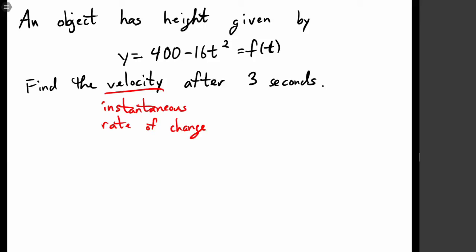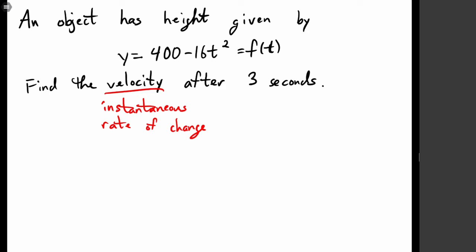So let's look at another use of our instantaneous rate of change. This function here would be an object dropped from a height of 400 feet and left in free fall. So it's accelerating due to gravity, right? So velocity in this context, we compute it by computing the instantaneous rate of change of position.